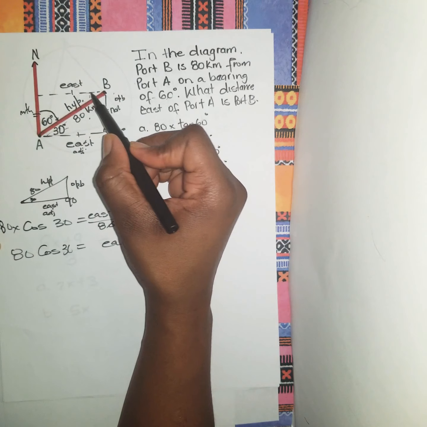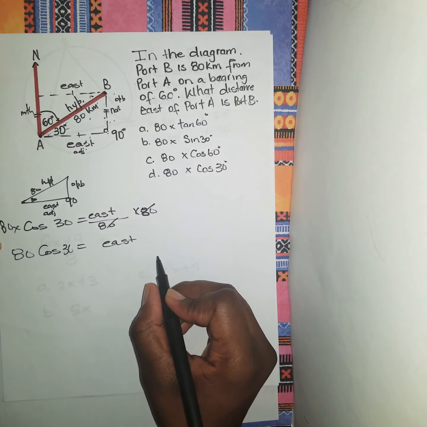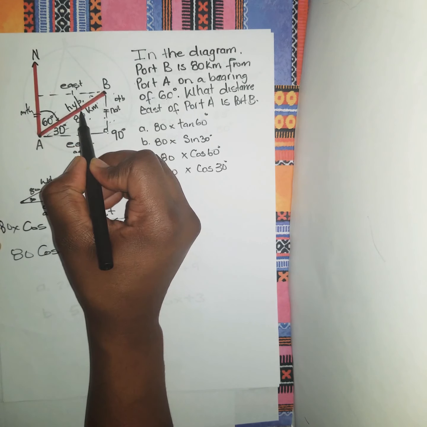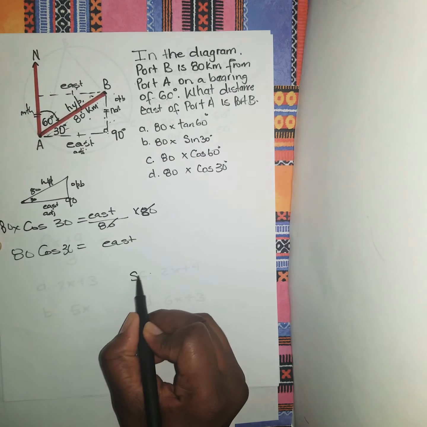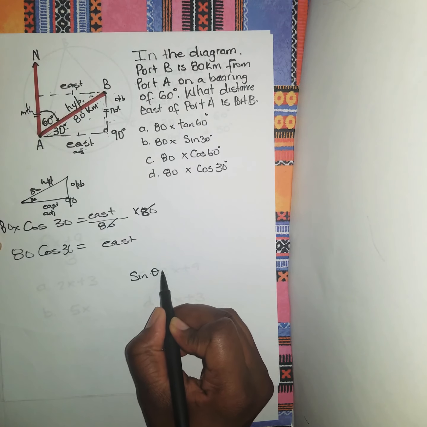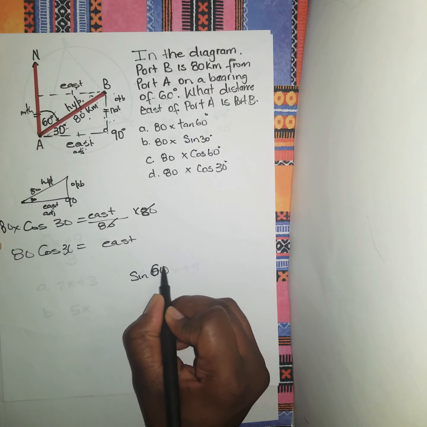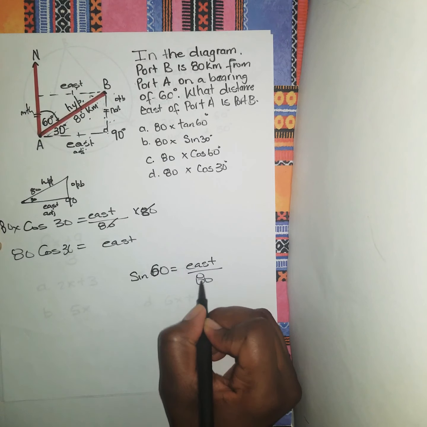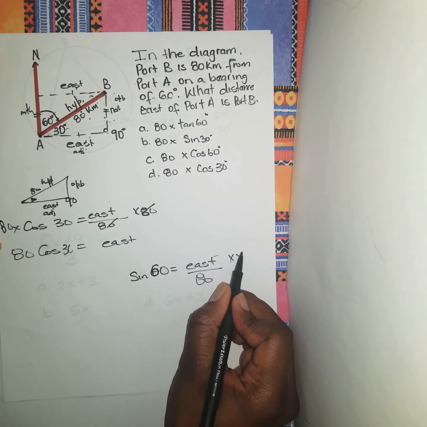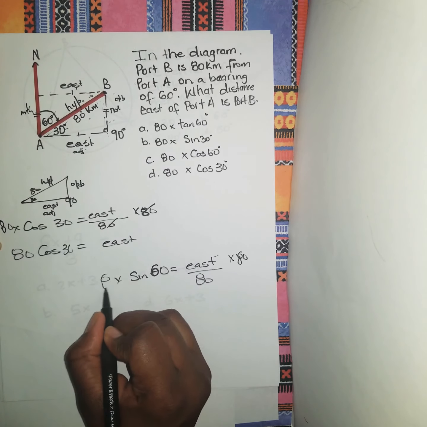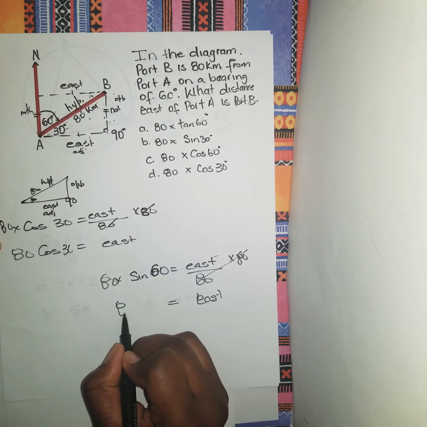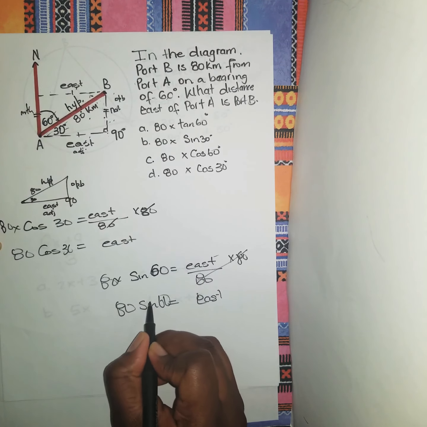If we use the top triangle, guys, we're going to have the opposite side over the hypotenuse. So it's going to be sine of the angle, which is 60. So sine of 60 is equal to east over 80. To find east, you multiply by 80 on both sides. That cancels, so east is equal to 80 sine of 60.